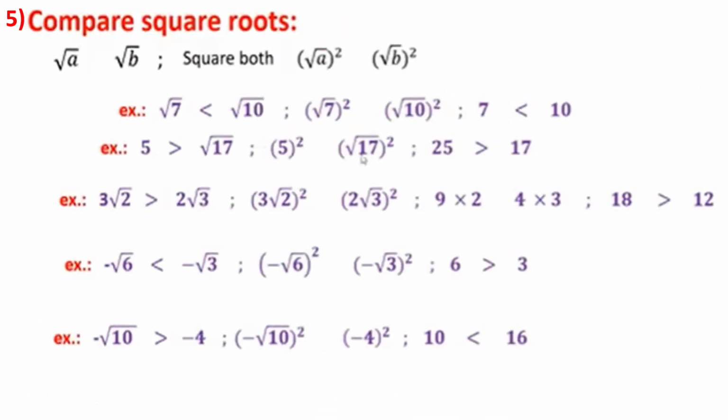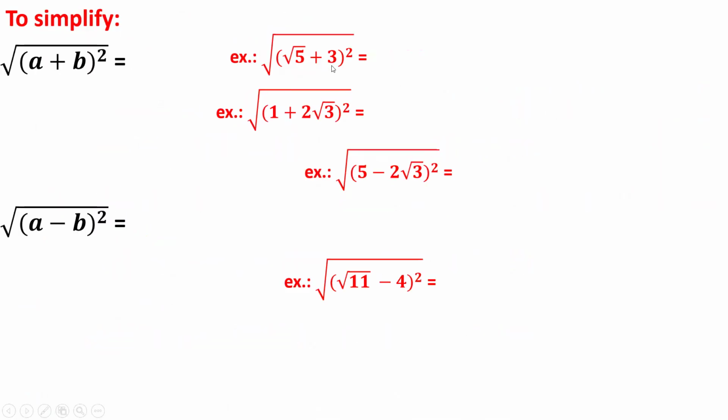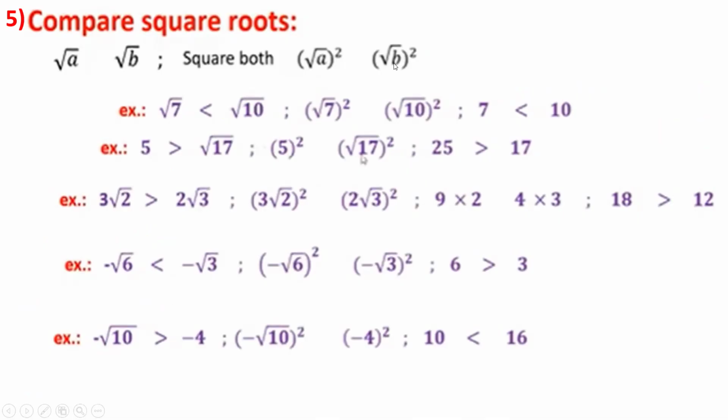How do we compare square roots? If I'm comparing square roots to know if one is greater than, equal to, or less than another, and I have radical A and radical B, I should square both sides. So I make radical A squared and radical B squared. This gives me A compared with B. Now, radical 7 and radical 10. I square radical 7 and radical 10. Radical 7 squared is 7 and radical 10 squared is 10. So 7 is less than 10, then radical 7 is less than radical 10.